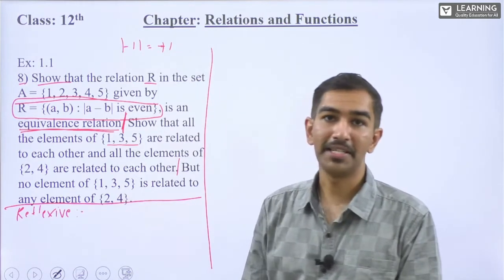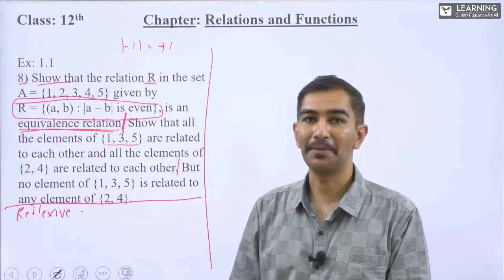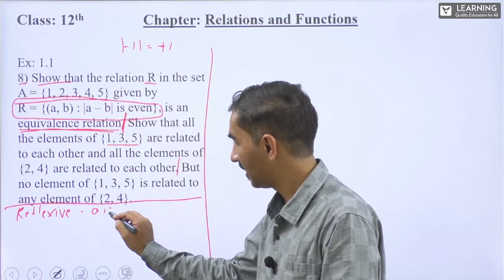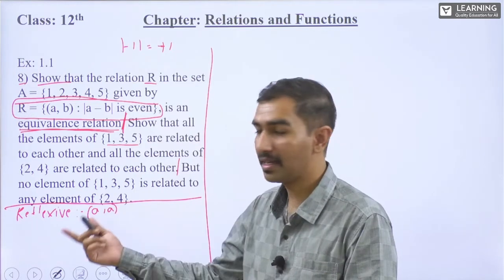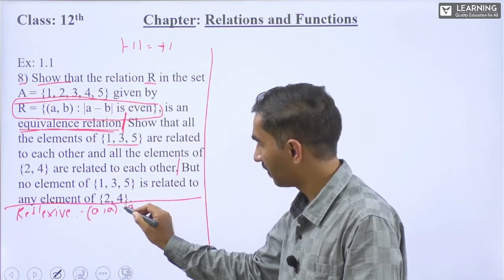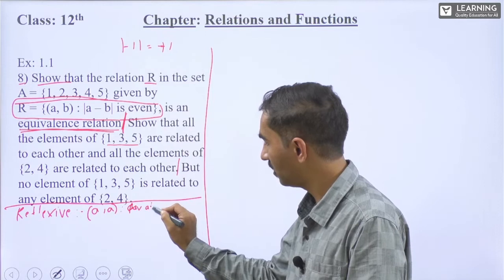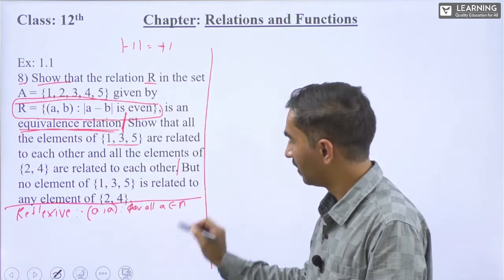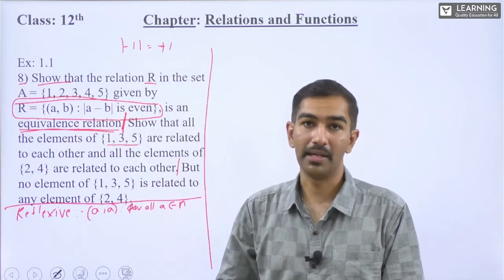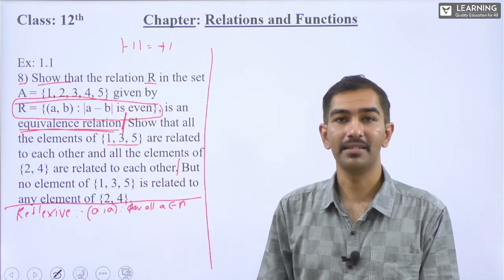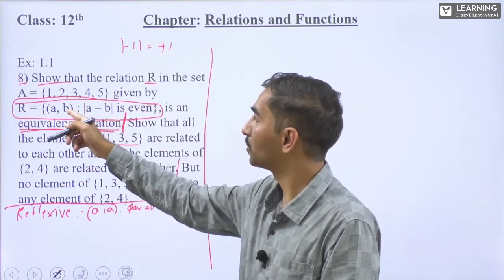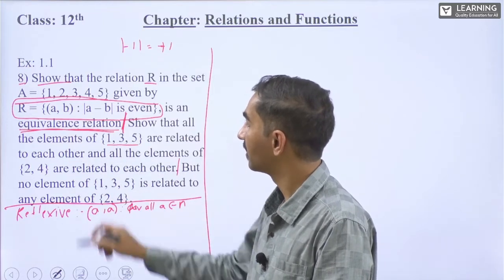How is a reflexive relation defined? We'll see that first, then we'll start proving that it is reflexive. A reflexive relation is something like this: the ordered pair (a, a) for all a belongs to A. Whatever elements are present in the set, if each and every element has a doublet, then we call that relation a reflexive relation. Here it is (a, b), so reflexive means it must be (a, a), correct?